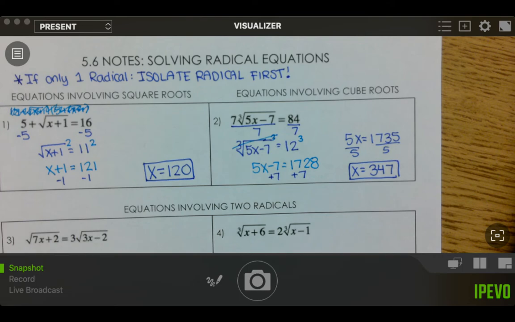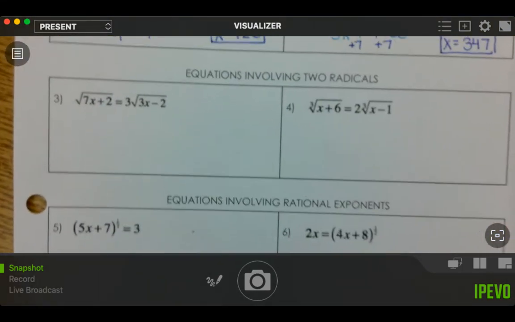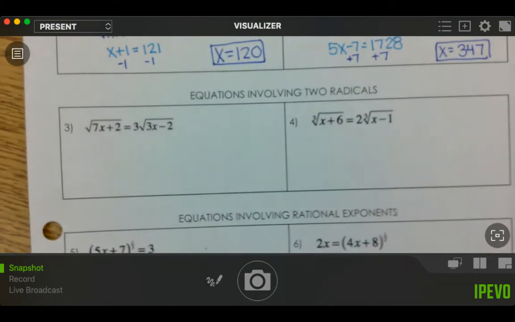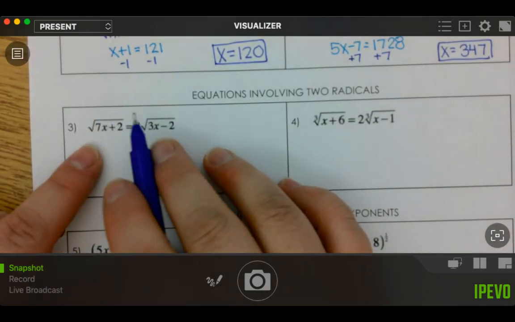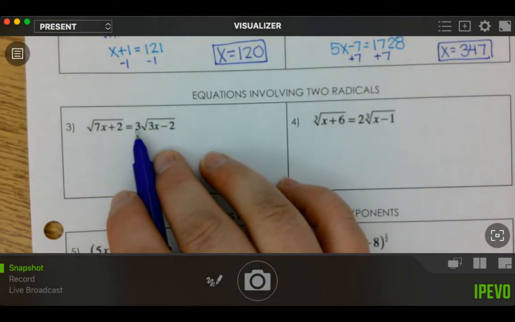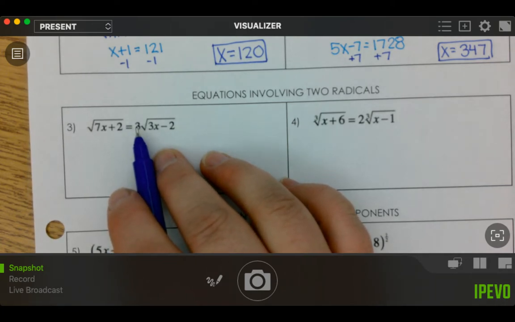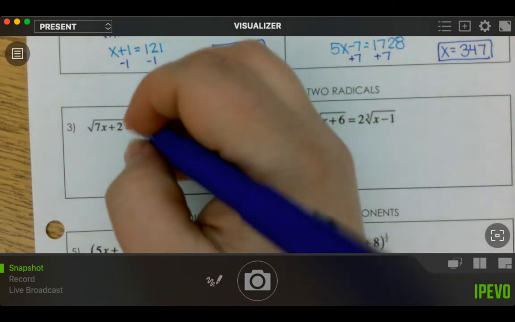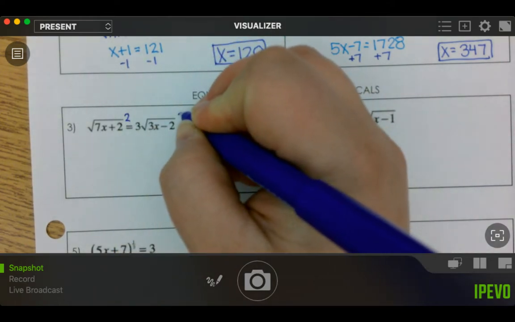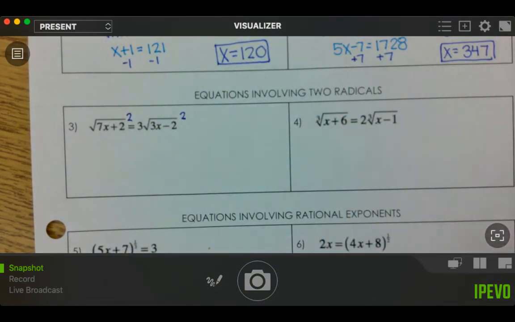Now, let's talk about what happens if you do happen to have two different radicals. So, this gets a little funky because there's really nothing outside except for this 3, and it's just going to stay where it's at for right now. You're going to do the same thing. You just don't have to isolate it first. So, I want to square both sides so that the square roots both go away.